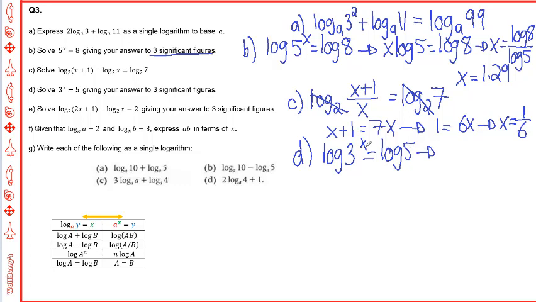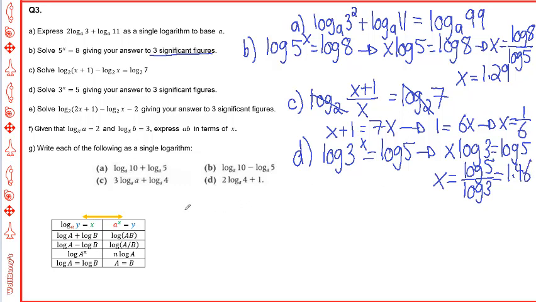That allows us to bring the x down, so it becomes x log 3 equals log 5. Divide both sides by log 3. We get x equals log 5 over log 3, which, when you put this in a calculator, gives you a value of 1.46. Now, part E.